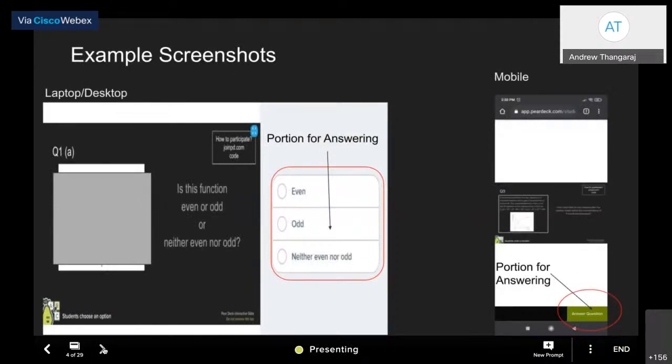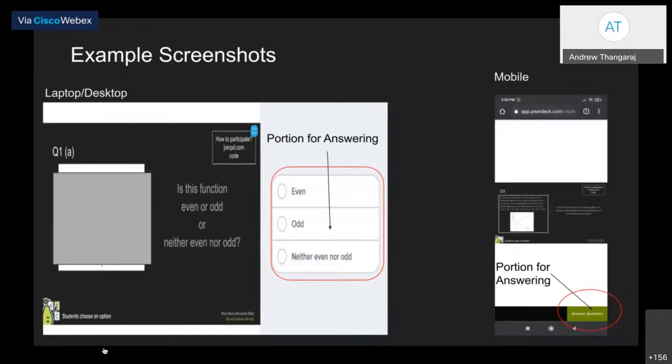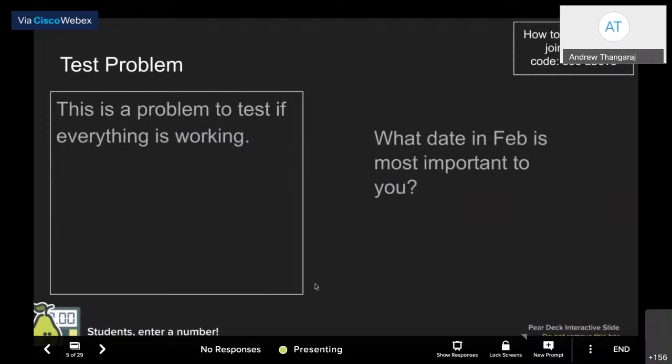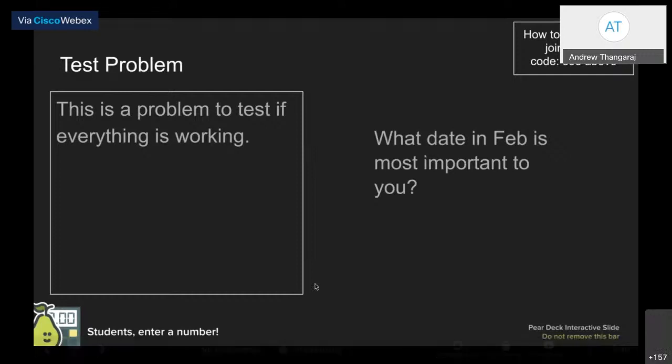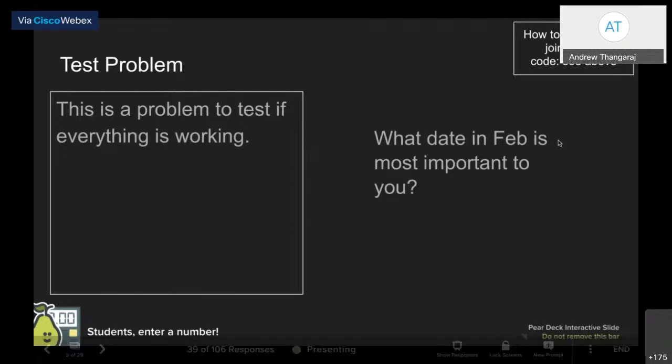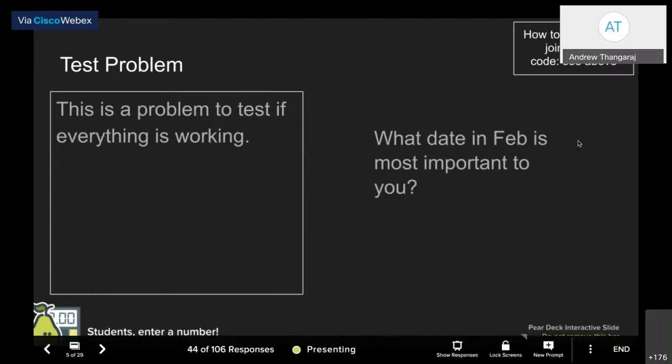This is how it will look. If you're on mobile, you will have to tap on answer question. On desktop, it will just show up on the same screen. Okay, so here's a sample question. On this screen on joinpd.com, you should see a question and a box to enter a number. There's no need to press enter or anything. You just put the number and click somewhere outside. The number will come to us.